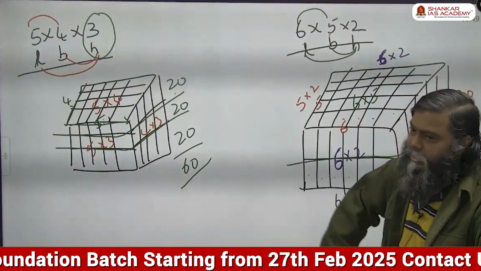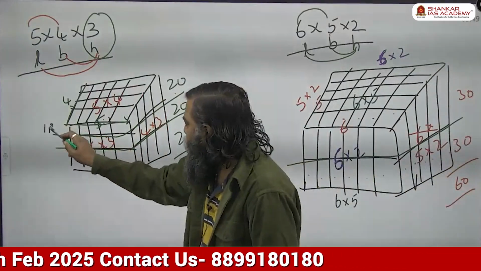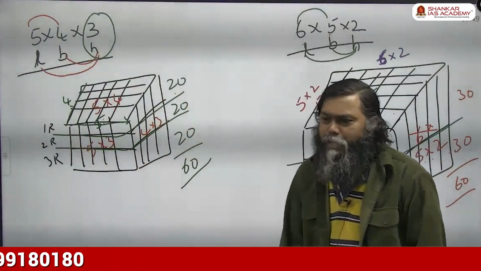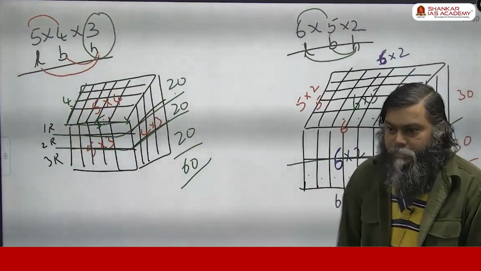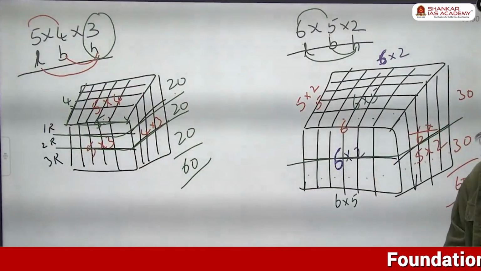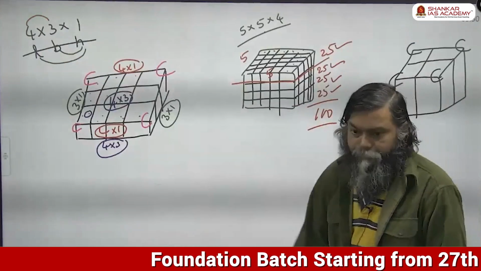How many rows are there? Height is 3, so 3 rows: first row, second row, third row. Understand this? How many corner pieces are there? 8. How many rows are there? 2 rows. How many corner pieces are there? 8.